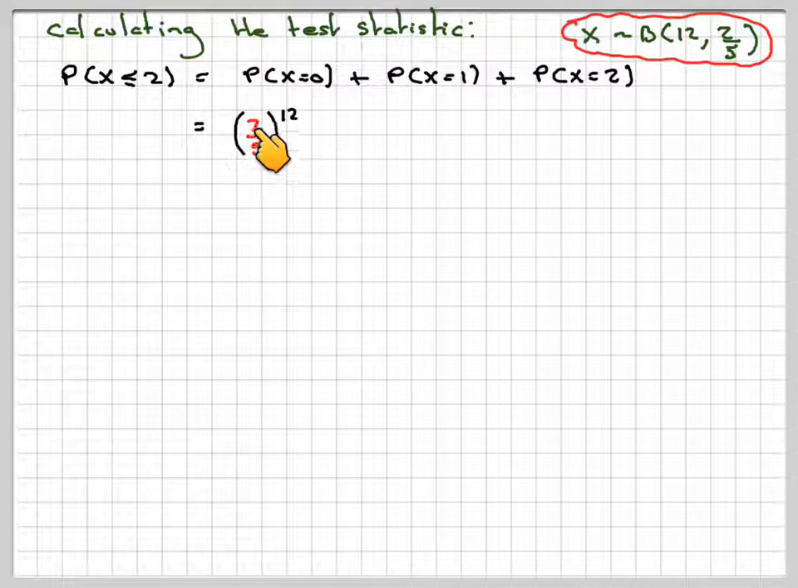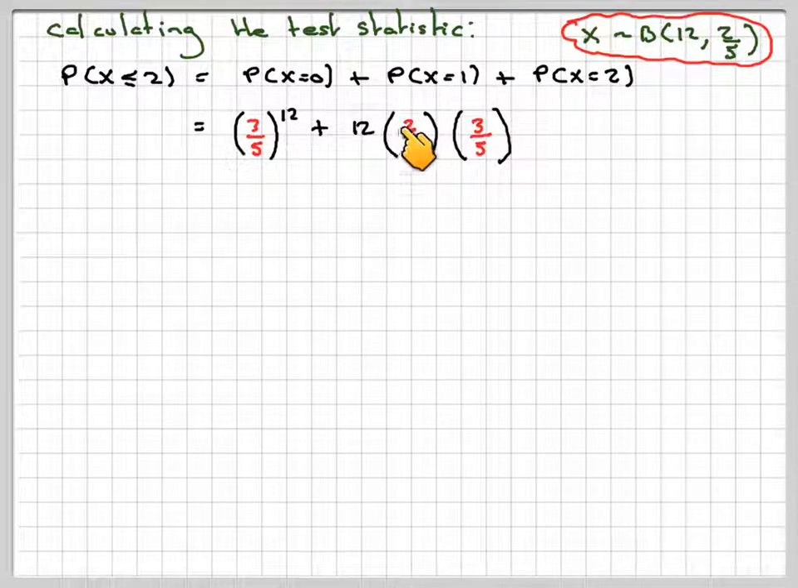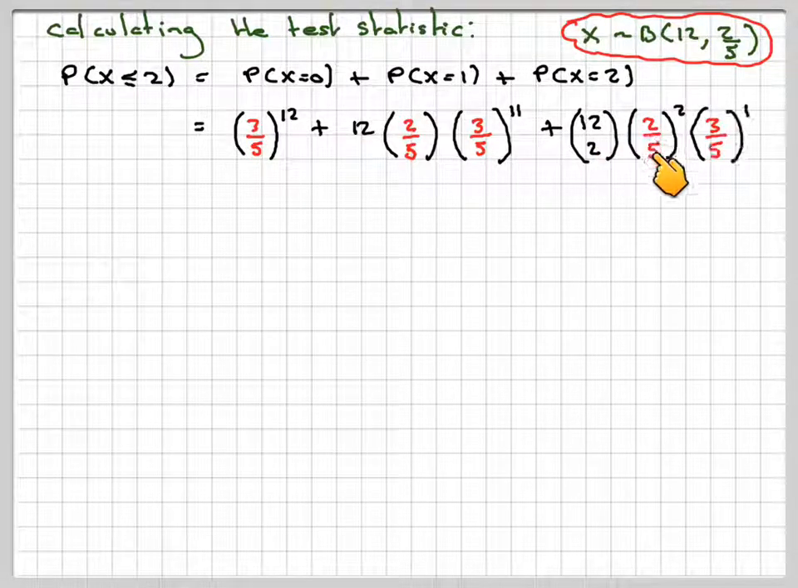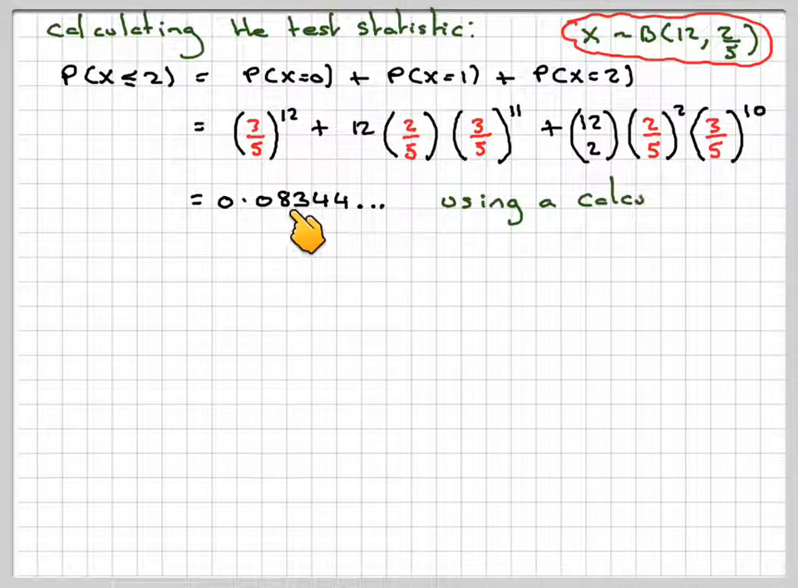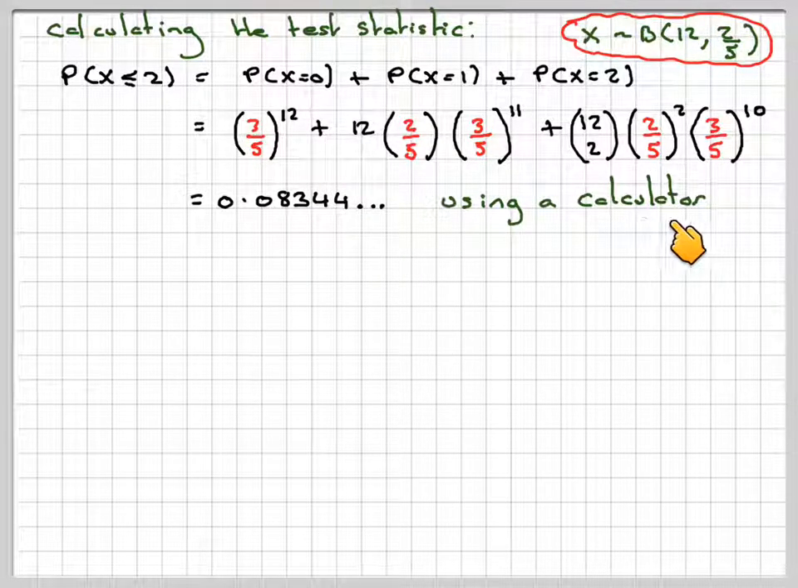Calculating that, it's 3/5 to the power of 12, i.e. nobody buys one. One person buying them is 12 times 2/5 to the 1 times 3/5 to the 11. And then the last one will be 12C2, 2/5 squared, 3/5 to the 10. This is 12C1, which is 12. Working that out on my calculator, I get 0.08344 using a calculator.